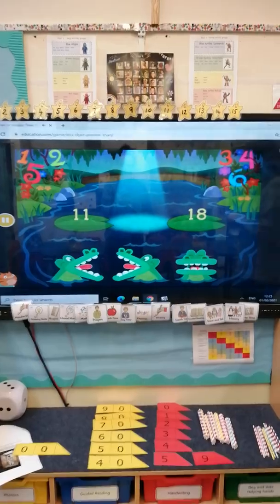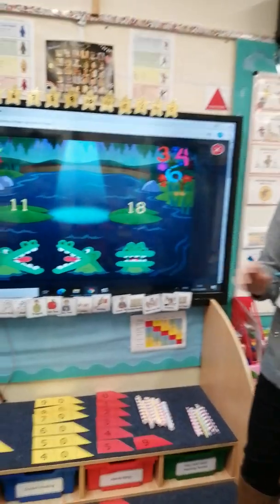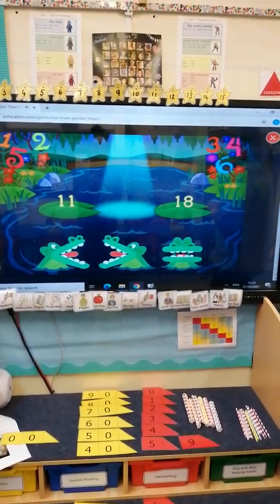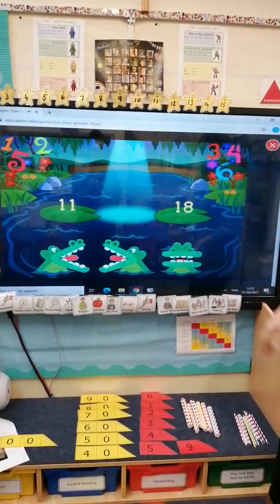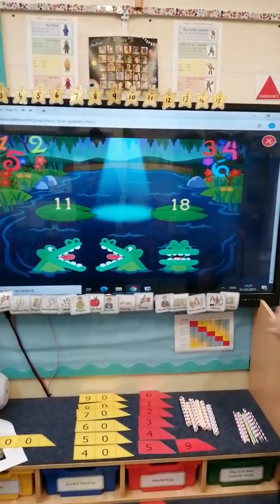Okay, so what I'd like you to do is have a go at representing. Let me turn that down a little bit, it's a little bit loud. Pick the correct symbol to compare the values. We've got 11 and we've got 18. Which number is bigger and which number is smaller? How do we know? I'd like you to make the number 11. I'd like you to make the number 18. I'm going to turn that right down because his voice is annoying me.